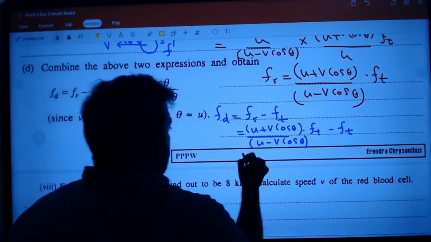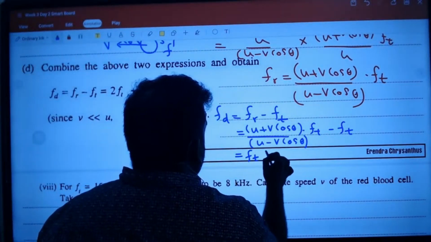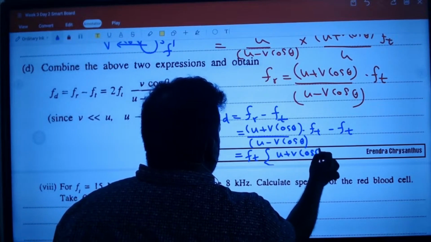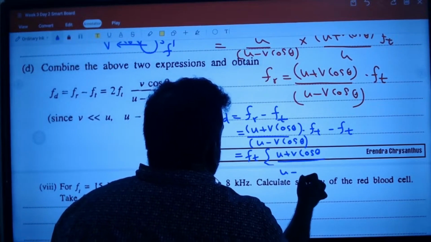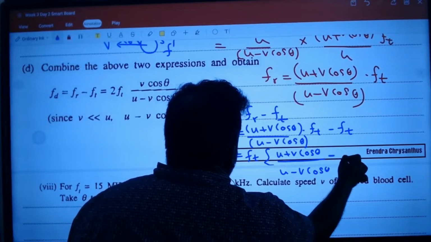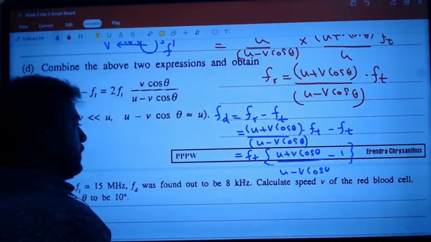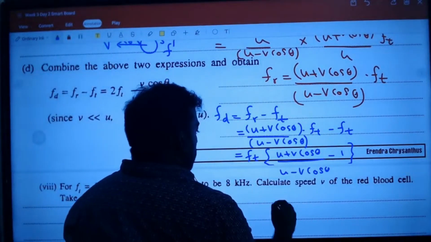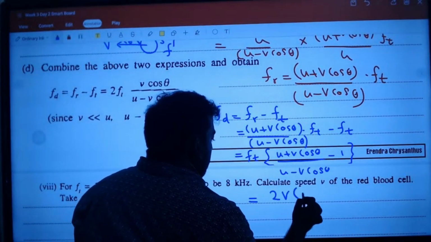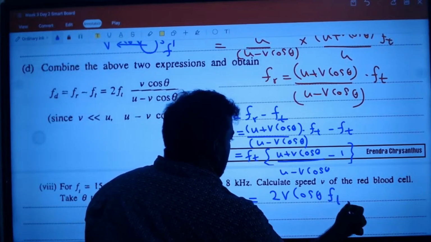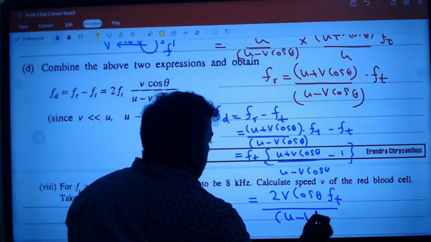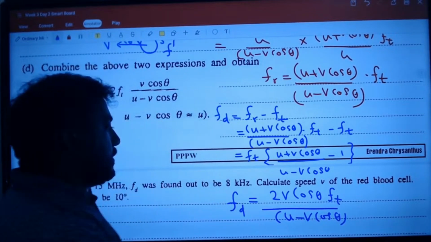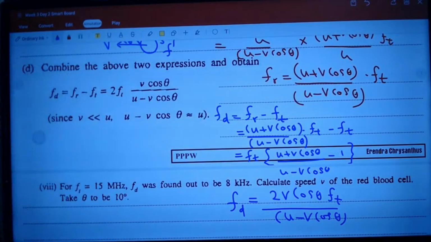Common terms, take it out: (U plus V cos theta) divided by (U minus V cos theta) minus 1. If I cross multiply, minus U plus 2V, so 2V cos theta ft divided by U minus V cos theta. This is your Doppler effect.